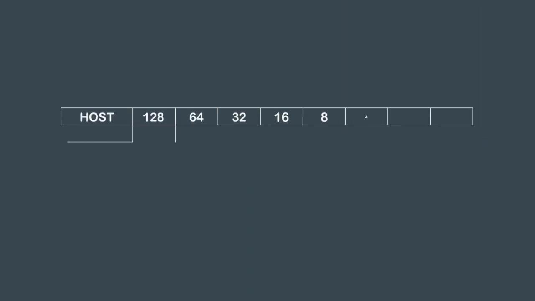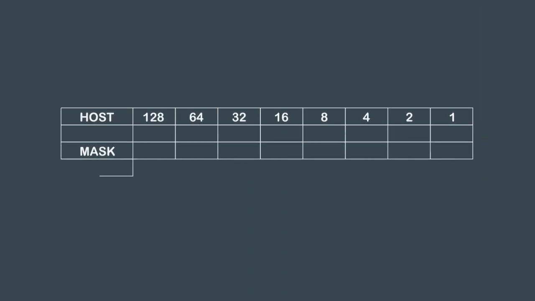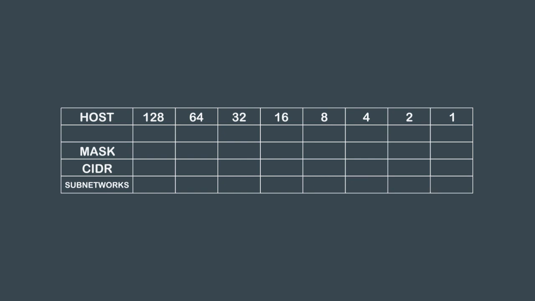We'll start with the same chart used in the first video for determining binary from decimal values, incrementing the host column by the power of 2. The mask columns are defined from left to right. Bringing the 128 down and working left to right, add the host values.